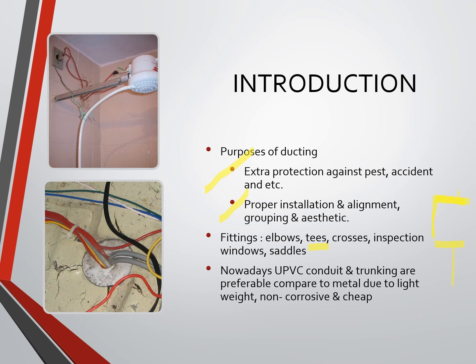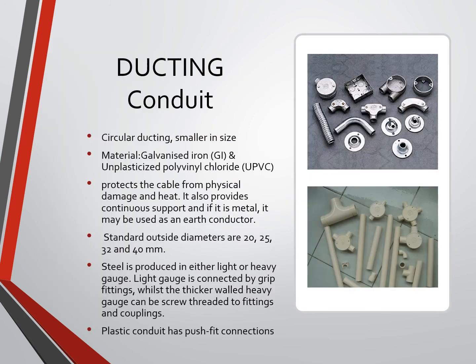Okay, nowadays UPVC conduit and trunking are preferable compared to metal due to being lightweight, non-corrosive and cheap. So we use PVC pipe. Okay, ducting conduit: we have circular ducting, smaller in size. This one is from copper or steel. This one is the conduit using PVC. Okay, the materials are galvanized iron or unplasticized polyvinyl chloride, UPVC.